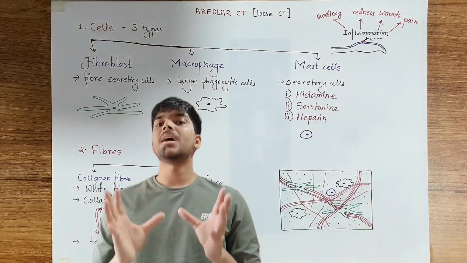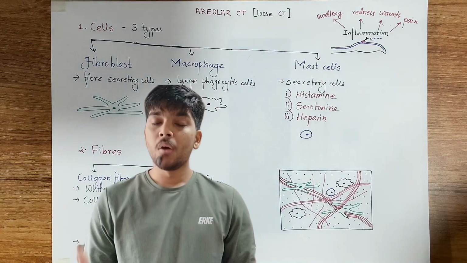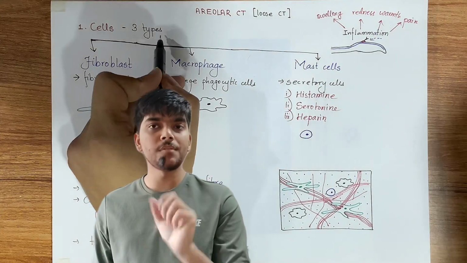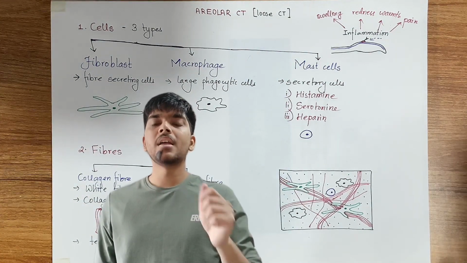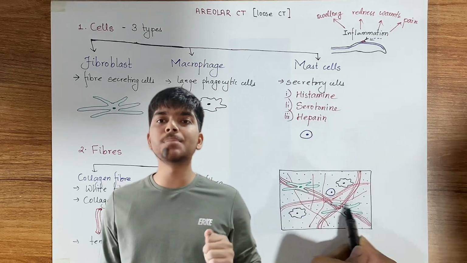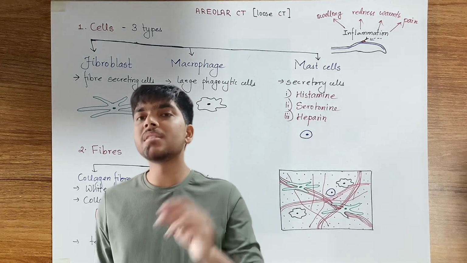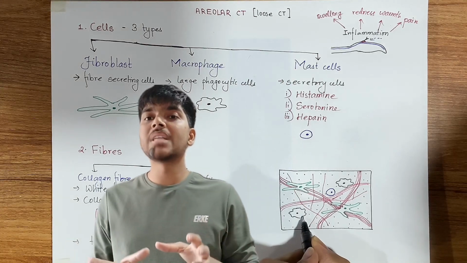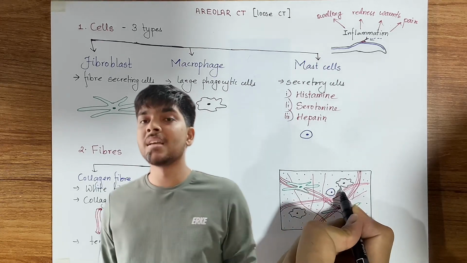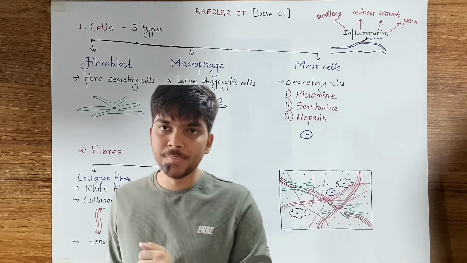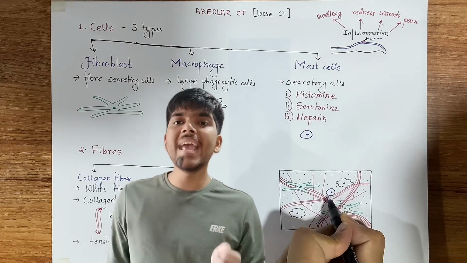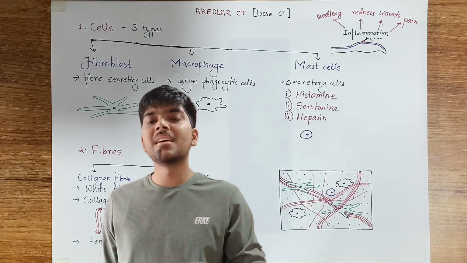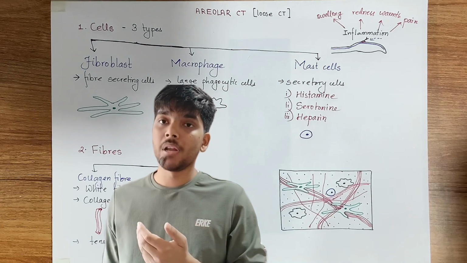Okay, now let's look at a diagram of areolar connective tissue. What does it contain? It contains cells. There are majorly three types of cells found in areolar connective tissue. Firstly, there are your large cells with long protoplasmic projections and a prominent nucleus called fibroblast. Secondly, there are your cells which are amoeba-like, called macrophages, that are there for the function of phagocytosis. And thirdly, there are your egg-shaped or ovoid cells called mast cells that are secretory in nature, and they secrete histamine, serotonin, and heparin.